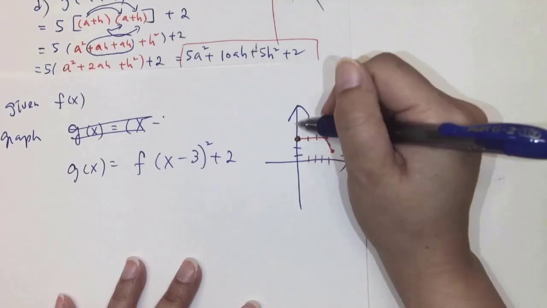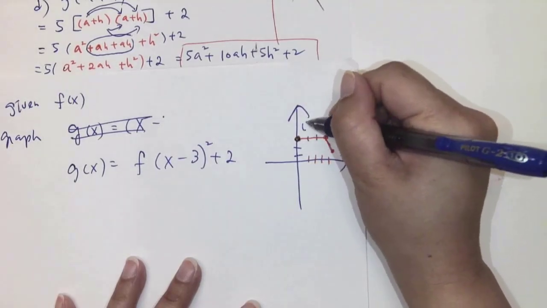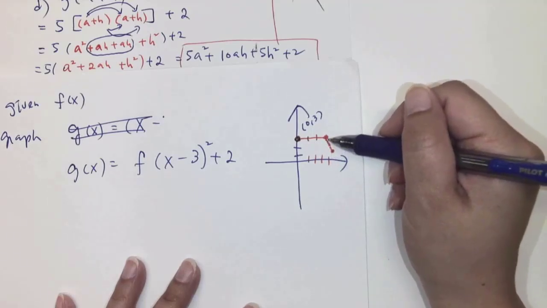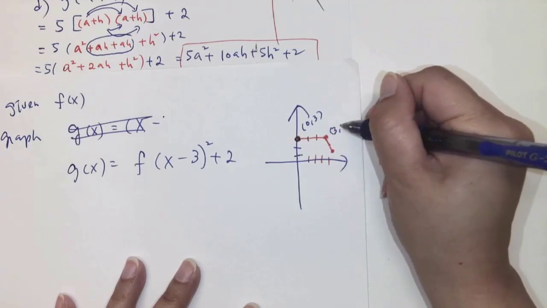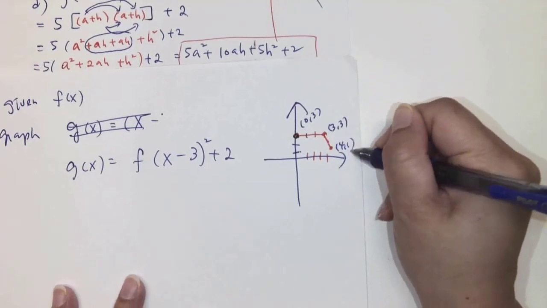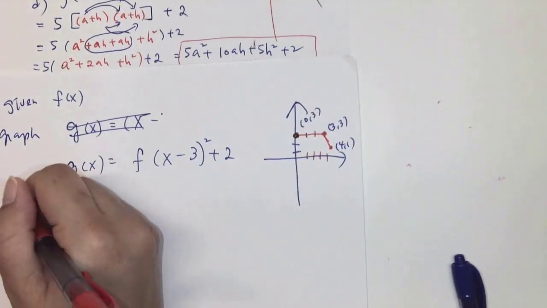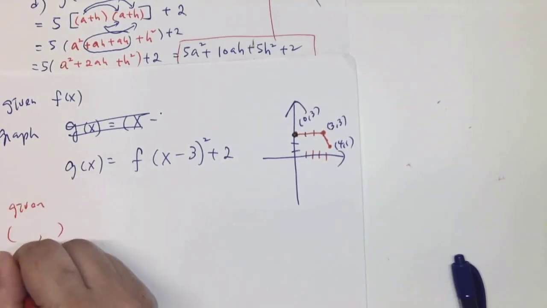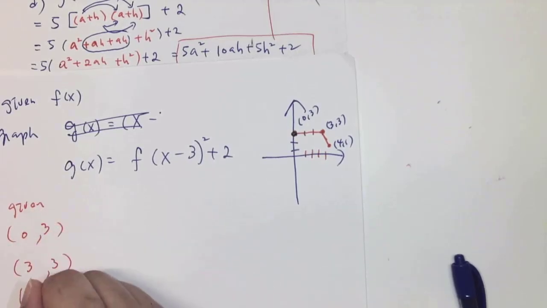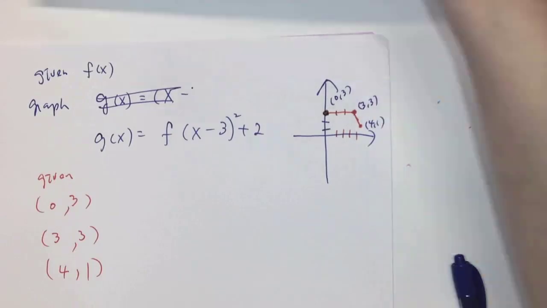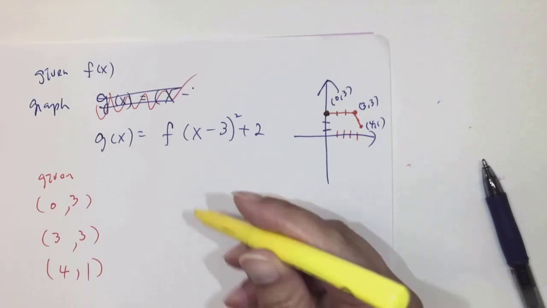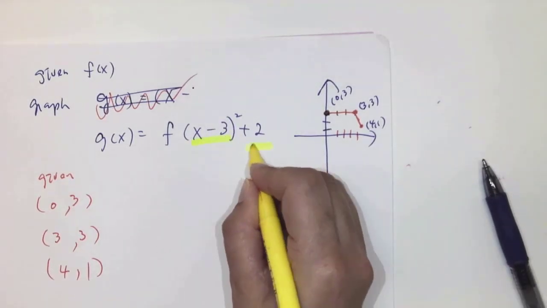Okay, so you could plug in the points if you want. This is (0, 3), this would be (3, 3), and the last one would be (4, 1). So this is the given graph they give you. The given graph has 3 points: (0, 3), (3, 3), and (4, 1). And we talked about how to move the graph in one of the sections. There is something happening inside with x, and something happening outside of x, right?